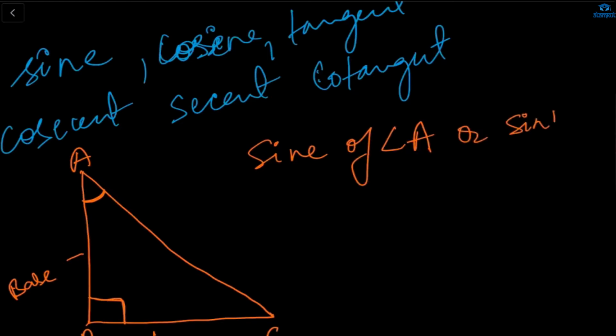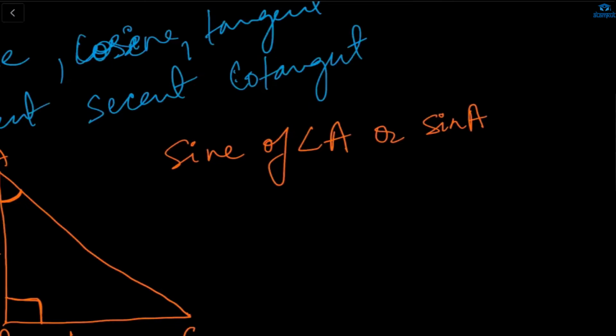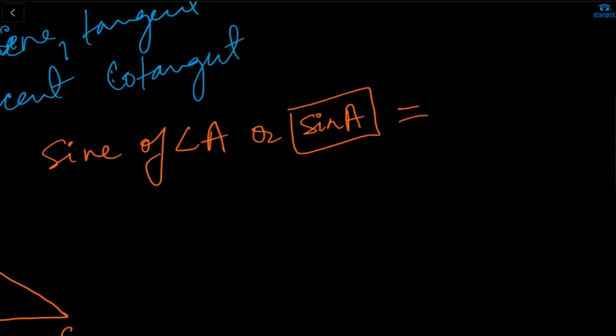This sine A means sine of angle A. In short, we always write sine A. Similarly, cos A means cos of angle A. Now, sine A will be what? Sine A is perpendicular by hypotenuse. You have to remember this.